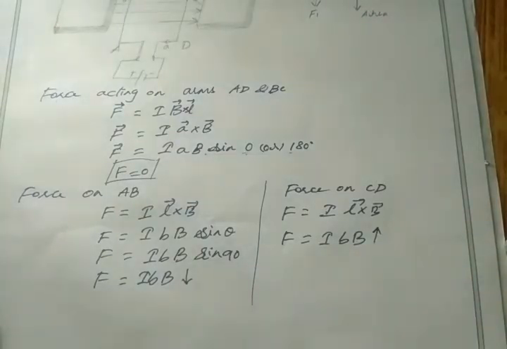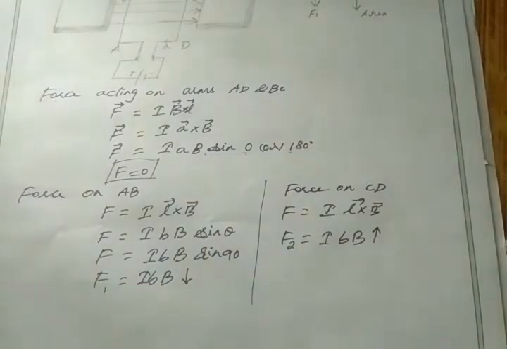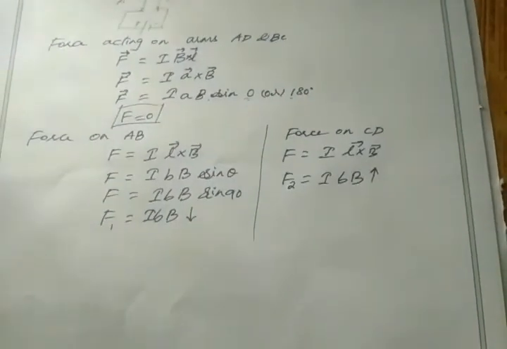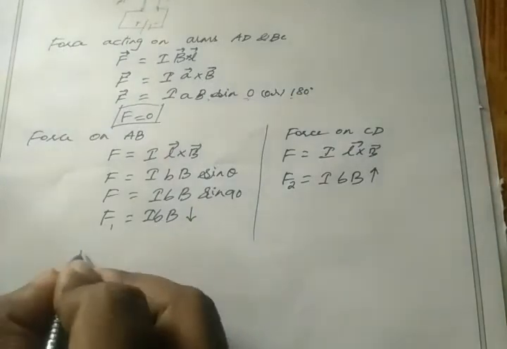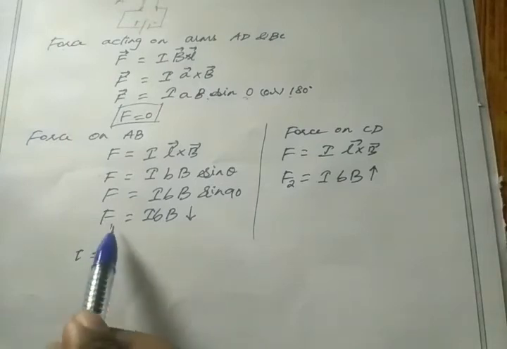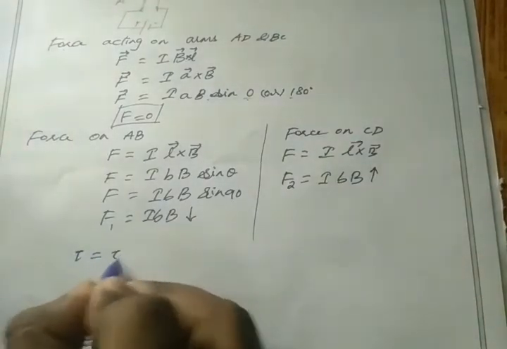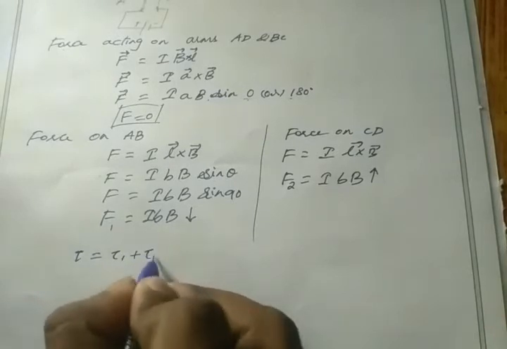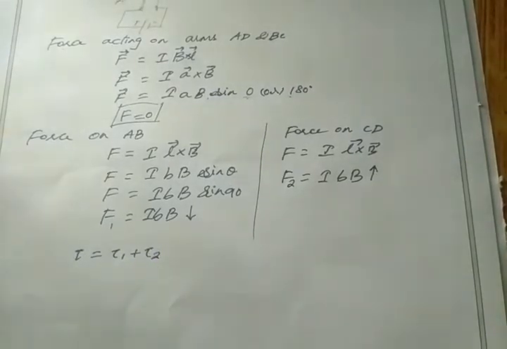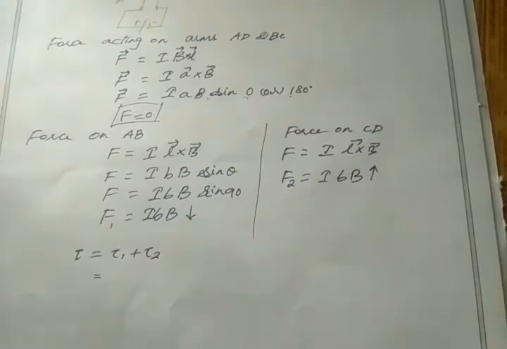Clear? So what will be the value of torque? I can take this force as F1, this as F2. Here I get two torques: torque due to the first force, torque due to the second force. So I can take tau 1 plus tau 2. What is torque? Torque means force into perpendicular distance.